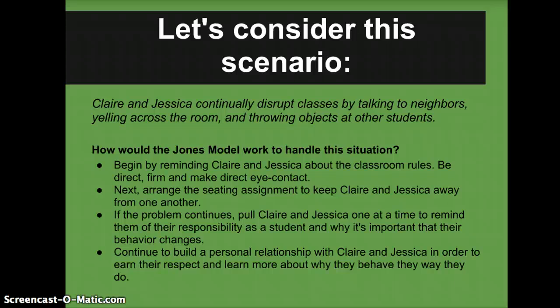Pull each of the students out one at a time and talk to them about what we have decided as a class is the student's role and why we should change our behavior. And then try to keep that dialogue between student and teacher open so that they can respect their teacher and understand, oh yeah, maybe I shouldn't be talking and throwing things at other students because I'm trying to be a good student.